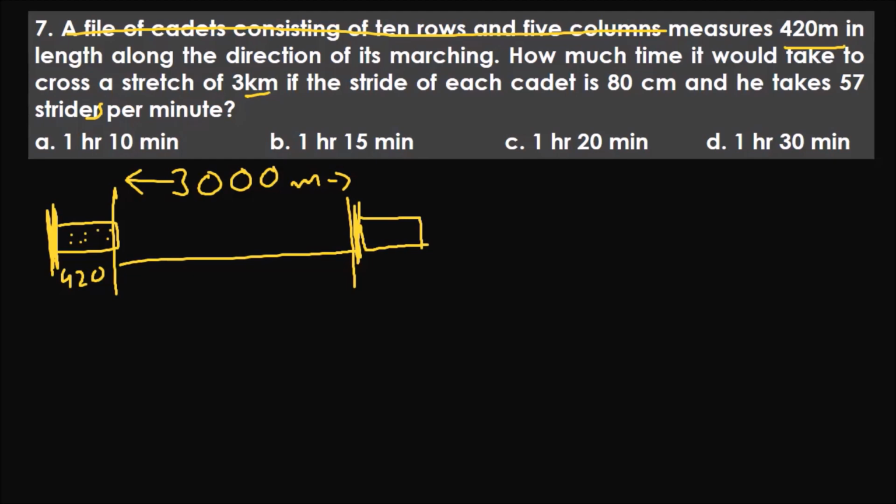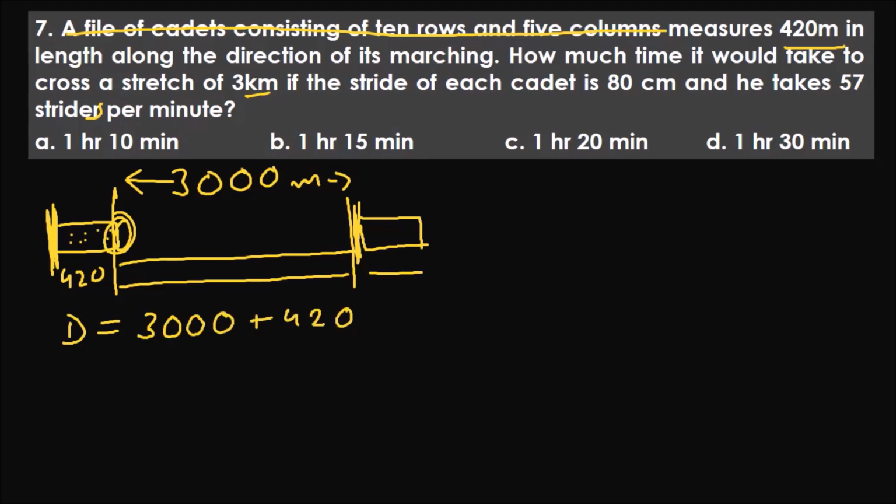That means what is the total length that this first person is covering? This first person is covering these 3000 meters plus these 420 meters. So the total distance that needs to be traveled is 3000 meters plus 420 meters, because we are only considering the first person over here. The last person will determine when we finish the entire journey, but the first person will tell us how much they actually traveled. So this is equal to 3420 meters.